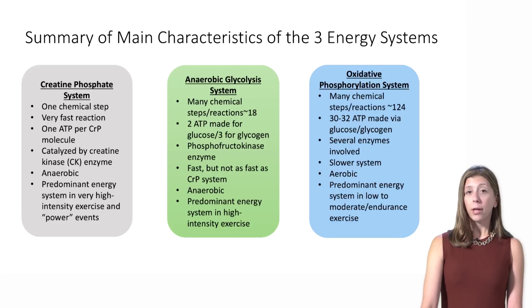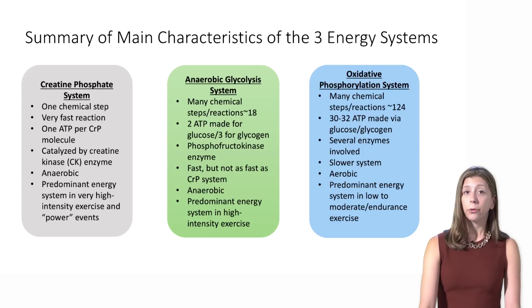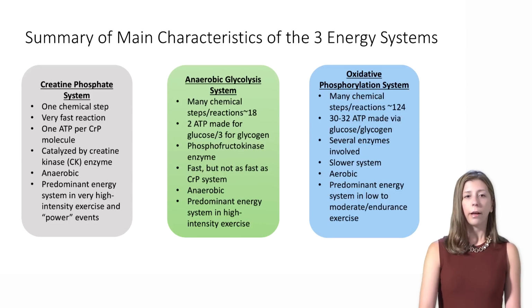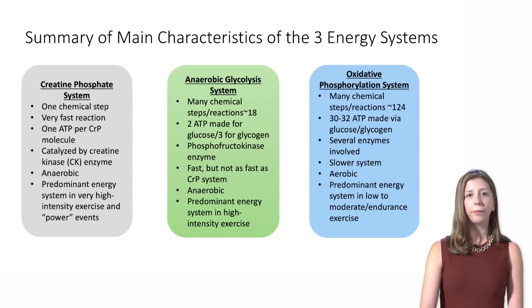It produces 1 ATP per creatine phosphate molecule. It's catalyzed by an enzyme. These are actually all catalyzed by enzymes. There's just different enzymes involved. This one uses the creatine kinase enzyme, CK. It's anaerobic, meaning that we do not need oxygen, and it's the predominant energy system in very high intensity exercise and power events. So think about someone doing that Olympic lift, short bursts of energy there.